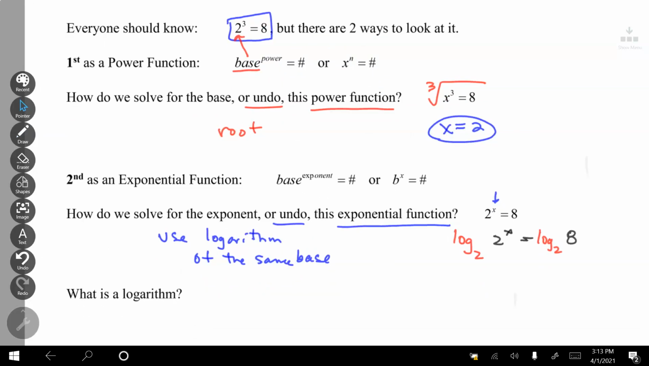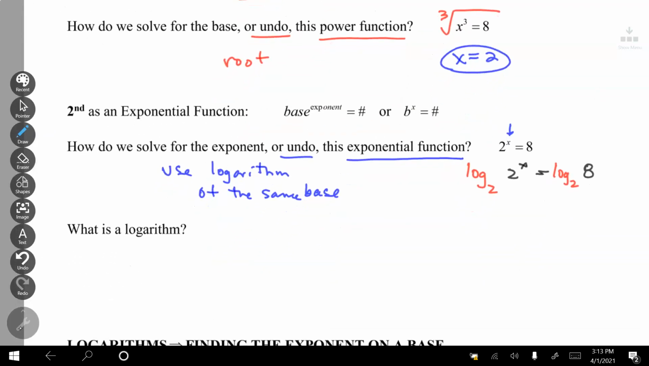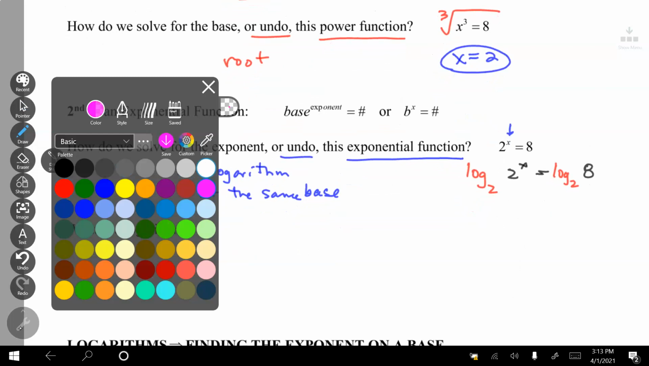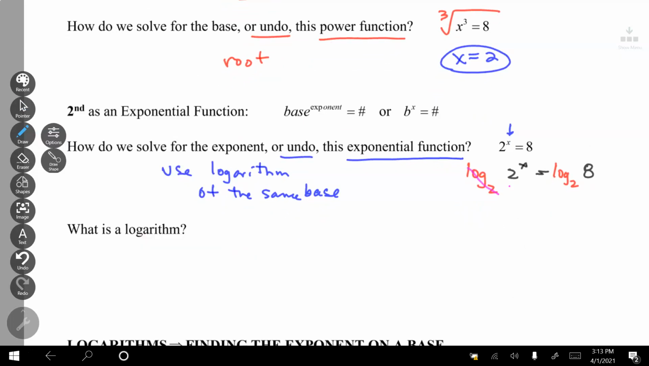And when I do all that, my log base 2 and my exponential base 2 cancel out. I have x is equal to log base 2 of 8. And we already know this is equal to 3. We've talked about this, that 2 to the 3rd is equal to 8. So I know log base 2 of 8 is equal to 3.